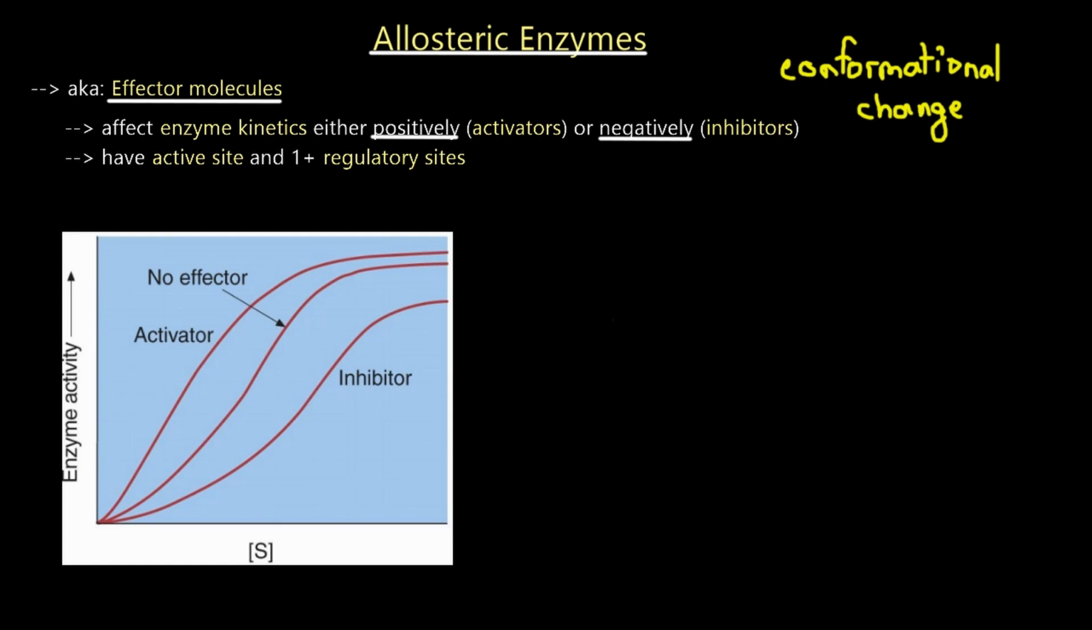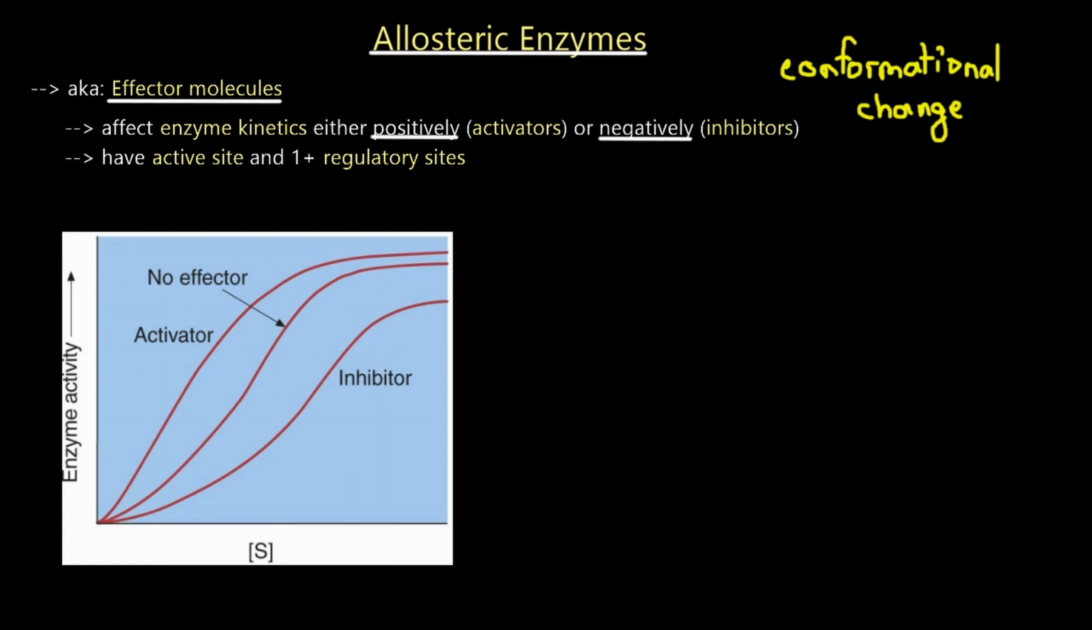its products. So allosteric enzymes have an active site, but they also have one or more regulatory sites. And these regulatory sites are exactly where the effector molecules bind. Either it's activators or inhibitors, they bind to these regulatory sites, whereas the substrate continues to bind to the active site as usual. So let's take a look at this diagram here.